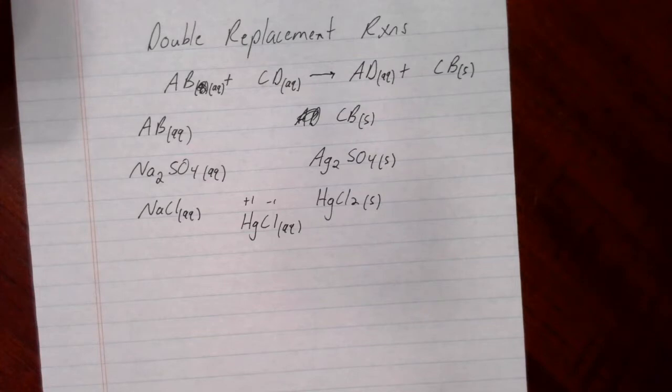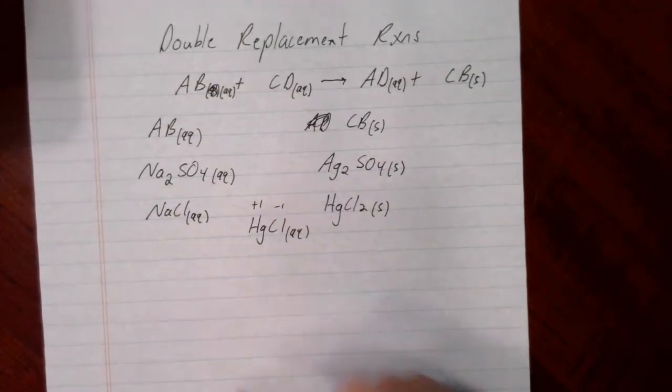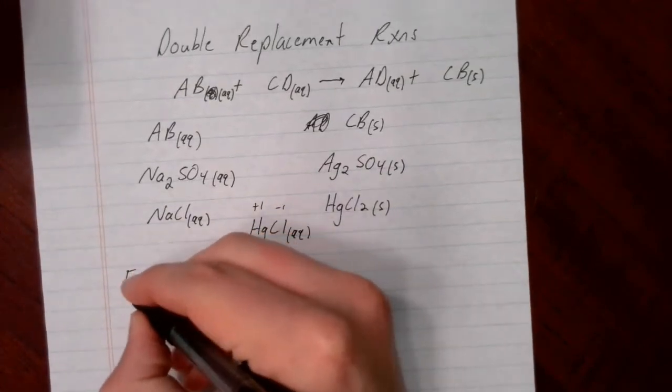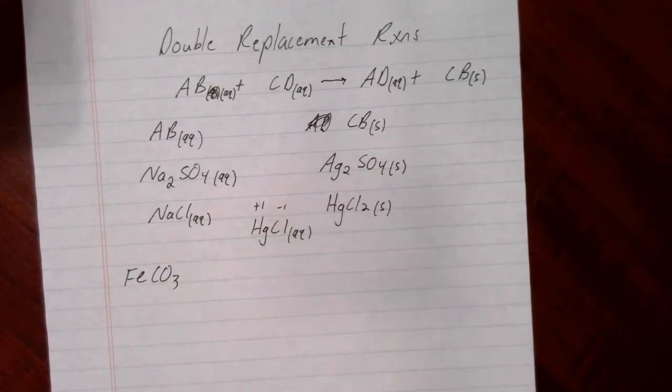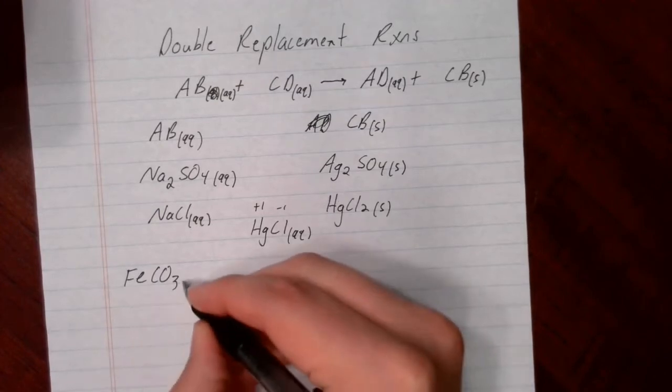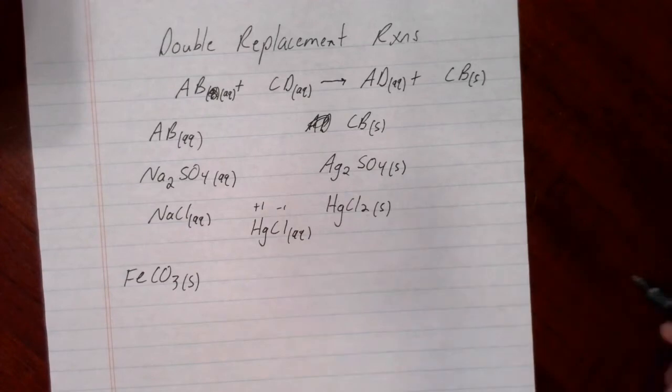So the next two rows are a little bit different. Carbonates, phosphates, chromates, sulfites, and hydroxides are insoluble except for the alkali metals or ammonium. Okay, so their standard rule is they're insoluble. So let's look at iron 2 carbonate. Carbonates are insoluble except for the alkali metals and ammonium. So iron's not an exception, so insoluble, we get a solid.